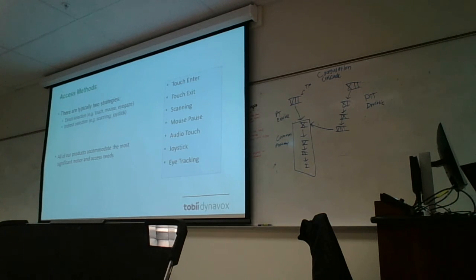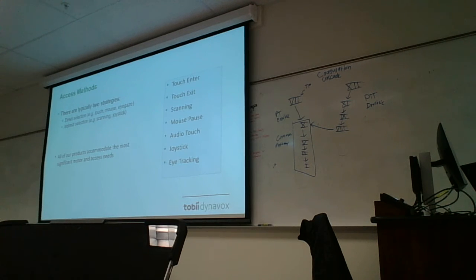Within the touch access methods or touch access capabilities, you could change settings to be either just touch access, where I touch this, it activates, or touch enter, where you can make modifications to how quickly something gets activated. So if you have some users that tap on things, you might want to slow it down so that it doesn't repeatedly activate the device. Touch exit is you touch something, but then when you pull away, it activates. Scanning is switch scanning. Mouse pause, I know it says pause, but mouse access is something that's also available.